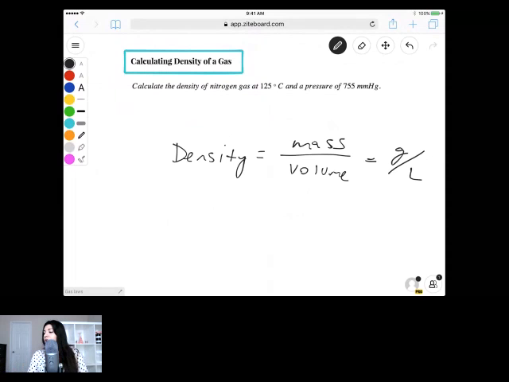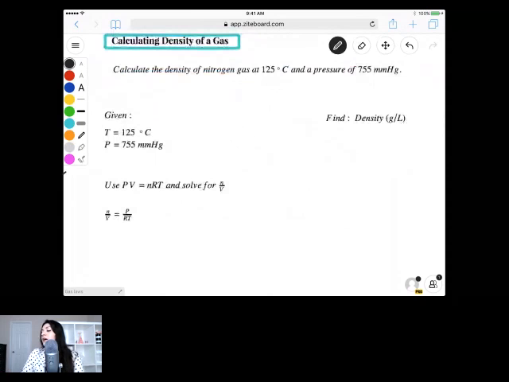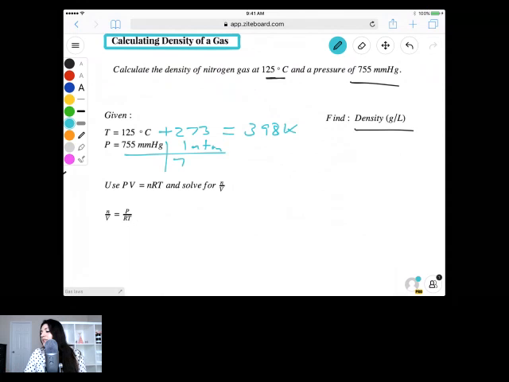Now let's identify all of your givens in this question. We are given the temperature, 125 degrees Celsius, and our pressure, 755 millimeters mercury, and we're asked to find our density, and density is measured in grams per liter. We first have to make sure all of our units are correct because we will be using PV equals nRT, or the ideal gas law. In our case, our units are not okay, so we'll correct them. I'm going to add the 273 to change that to Kelvin. That's 398 Kelvin. And I'll change this to atmospheres. 1 atmosphere is equal to 760 millimeters mercury. Divide those.